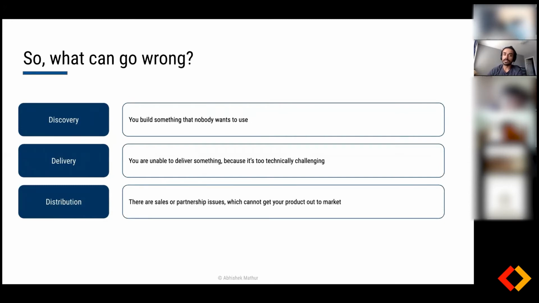through the right checks and balances, we need to make sure we manage our risk appropriately. So what kind of risks can happen? What can actually go wrong? There are 3 different components to this that we'll talk about today.